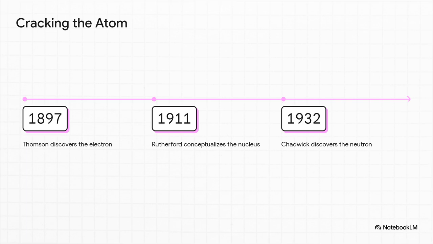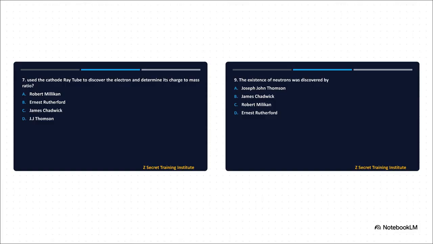In 1897, J.J. Thomson used cathode ray tubes to discover the tiny, negatively charged electron. Fast forward a bit to 1911, and Ernest Rutherford realized that atoms are mostly empty space, with a super dense, positive center, giving us the concept of the nucleus. And finally, in 1932, James Chadwick discovered the elusive neutral particle hiding right inside that nucleus, the neutron. Let's see how this builds our exam-solving skills.